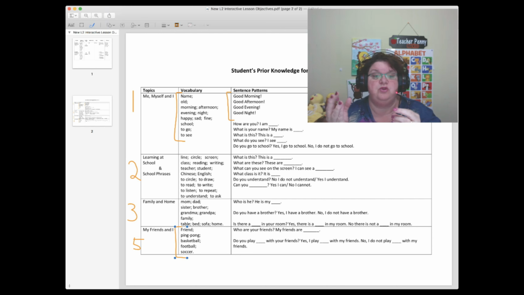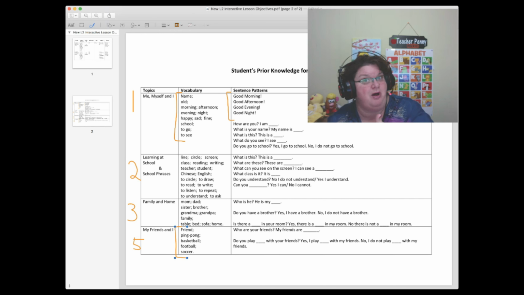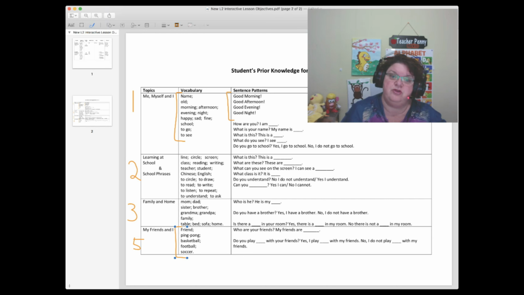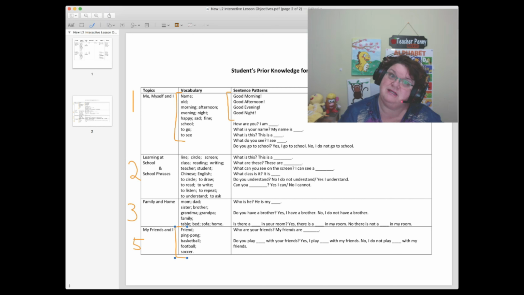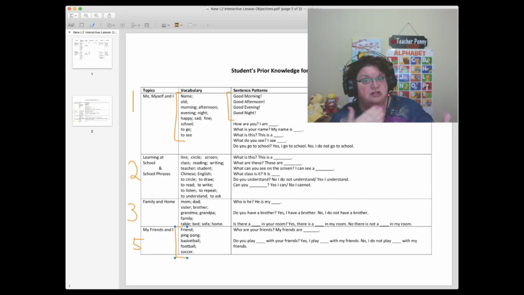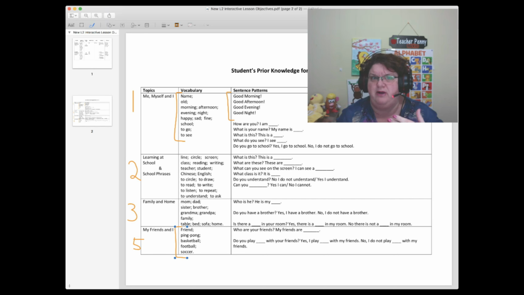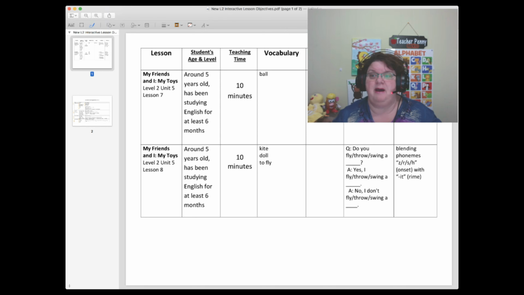And then we did the question with them of, do you play basketball with your friends? Do you play soccer with your friends? And yes, I play soccer with my friends. Yes, I play basketball with my friends. So they've learned those questions and answers previously in the last lessons in this unit. So does that give you a better idea of what the student knows and does not know? Now let's look at the my friends and I lesson objectives.